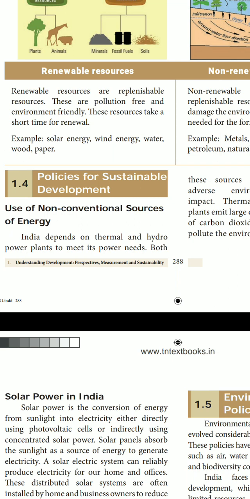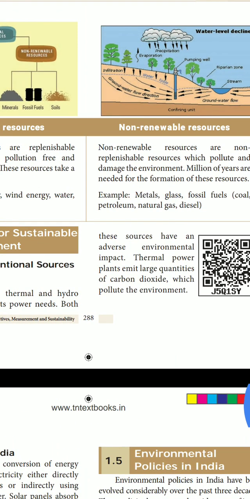So, India depends on thermal and hydro power plants to meet its power need. In order to get electricity, India depends on two types of power plant. Which are the two types? Thermal power and hydroelectric power. So, these sources have an adverse environmental impact. Thermal power plants emit large quantities of carbon dioxide which pollute the environment.